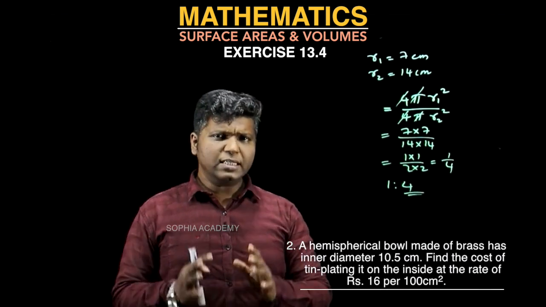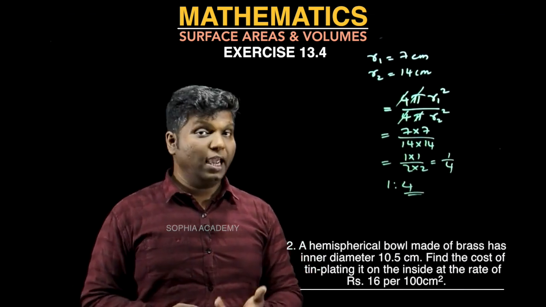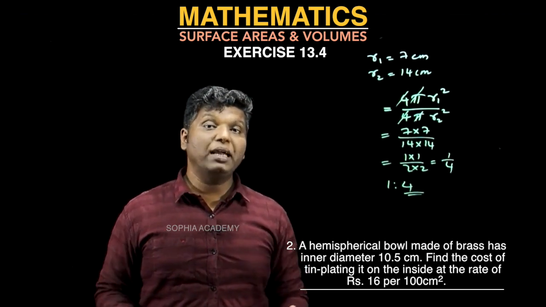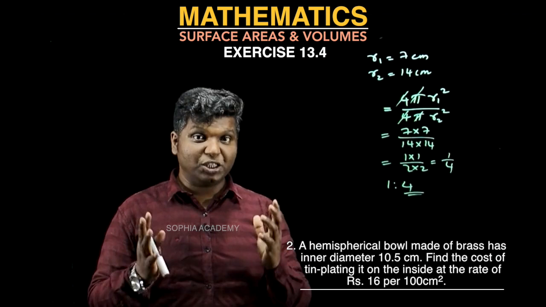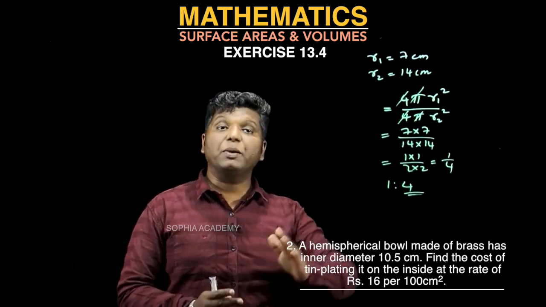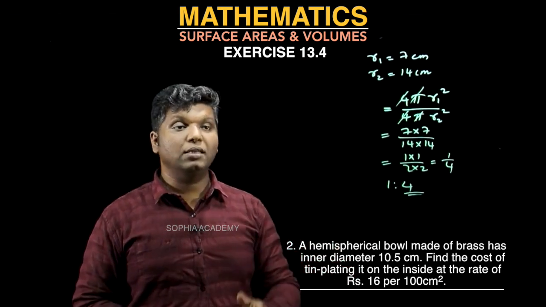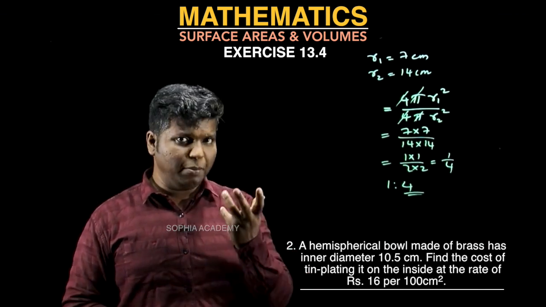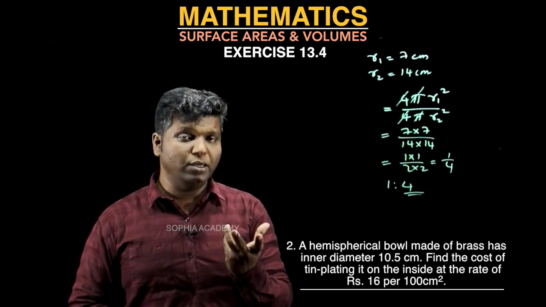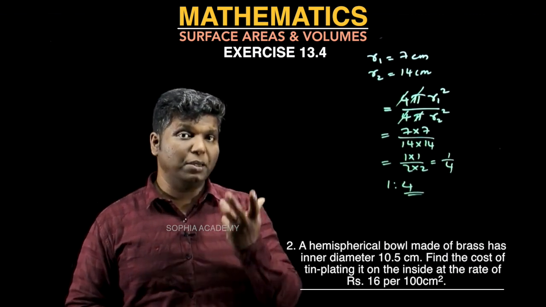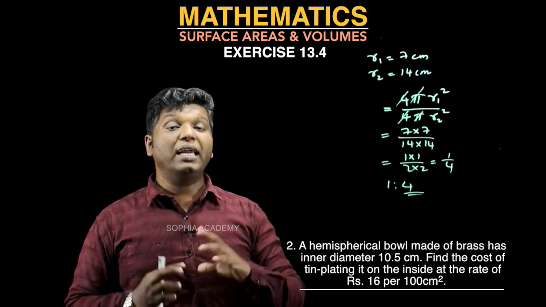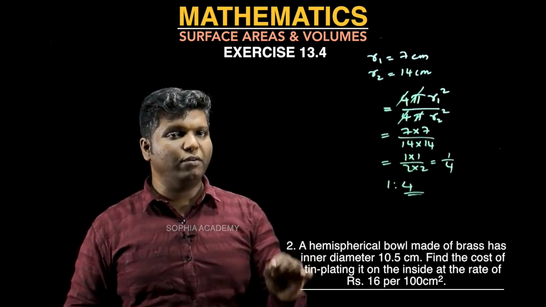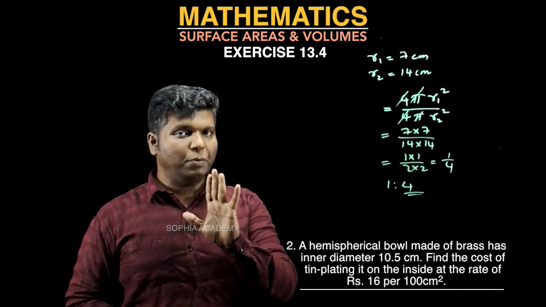See, same thing, a hemispherical bowl. So it should come into your mind that it is a bowl made in the shape of a hemisphere. A hemispherical bowl made of brass has inner diameter 10.5 centimeter. So there is a hemispherical bowl. Just imagine a bowl in your mind, which is made of brass. It is the material it is made of. Then the inner diameter is given: the diameter of the inner part is 10.5 centimeter. Okay, that much is understood.